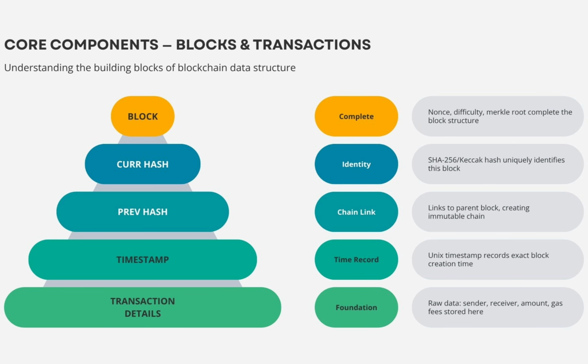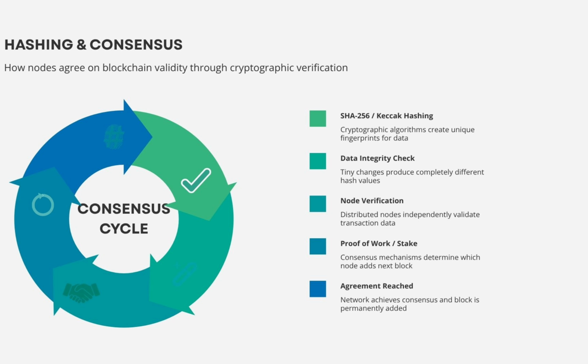Then comes the transaction. A transaction represents asset movement or data execution. For example, sending ETH from one wallet to another. This is the data you are transferring, the execution, the information you are transferring from one block. So when you are doing the transaction, then we have the hashing.